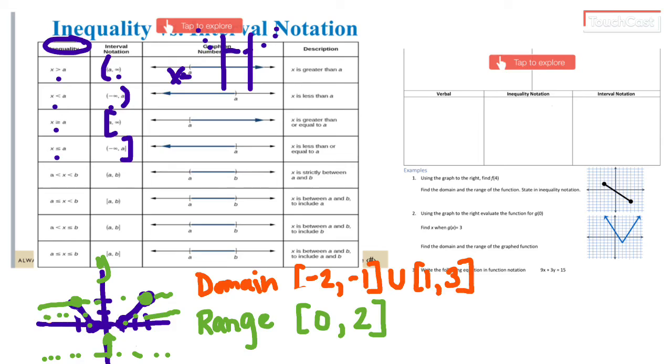What I mean by that is if you encountered something that looked like this, where we had an open circle and then it went on, then we would say that is not actually included in it. And so we would use a parenthesis there for that one.